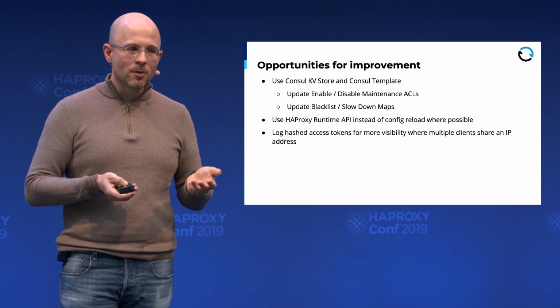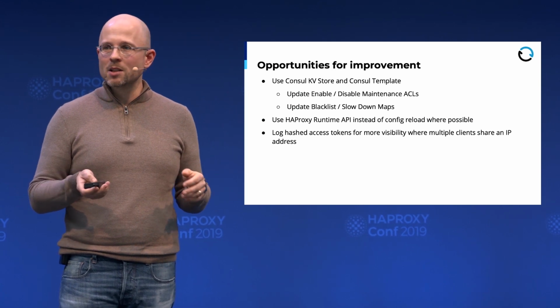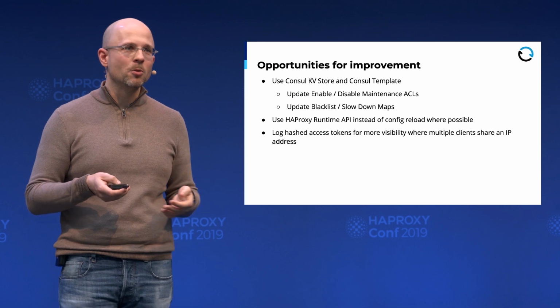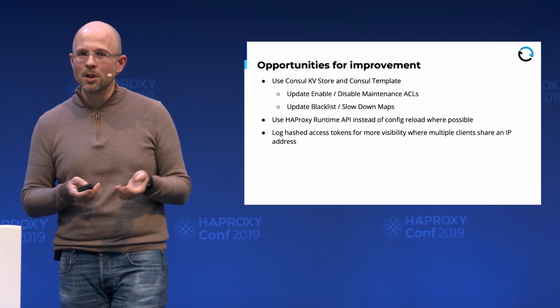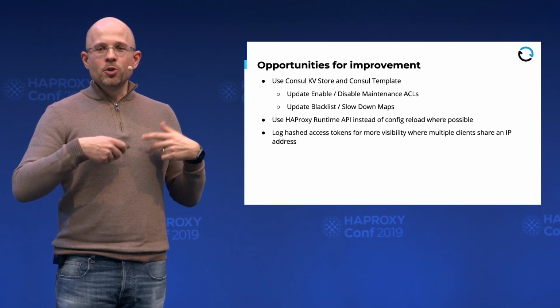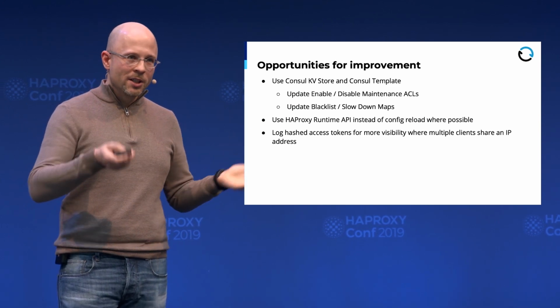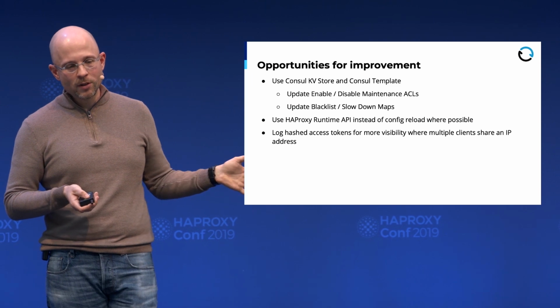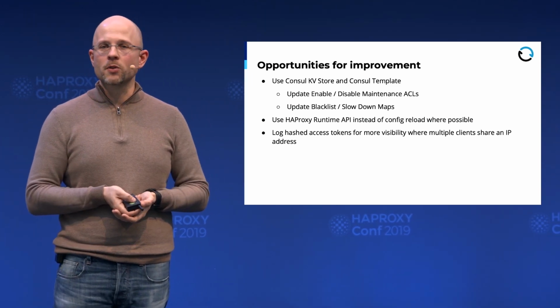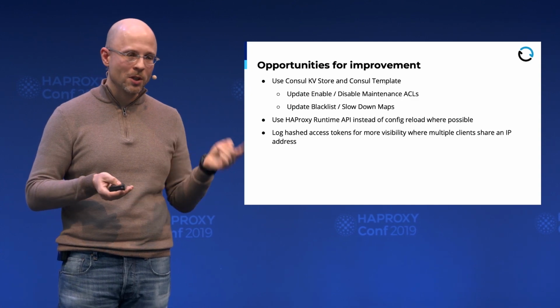Right now this is done by triggering some Ansible scripts that will connect to the instance and do that, sometimes reloading the configuration. So that's something we want to avoid. So the idea there is to have Consul and Consul Template just watch for changes to these two particular keys, and once that happens, use the runtime API, so the admin socket, and update the running HAProxy configuration on the fly, preventing these reloads.